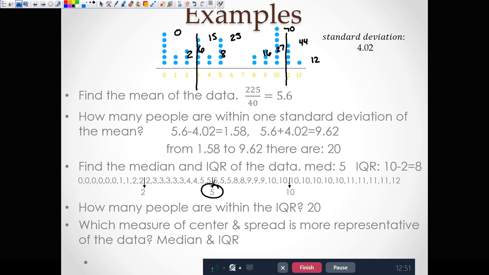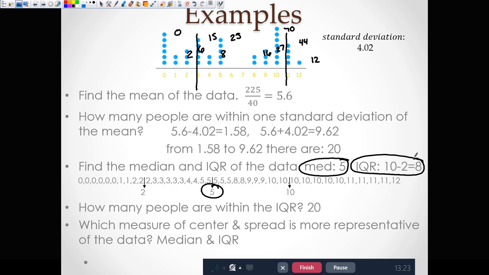The upper quartile is 10. My lower quartile is 2. That's what we did 2 days ago. And then our IQR is 10 minus 2, which would be 8. So our median is 5, and our IQR is 8. So then it's asking us for how many people are in the interquartile range.